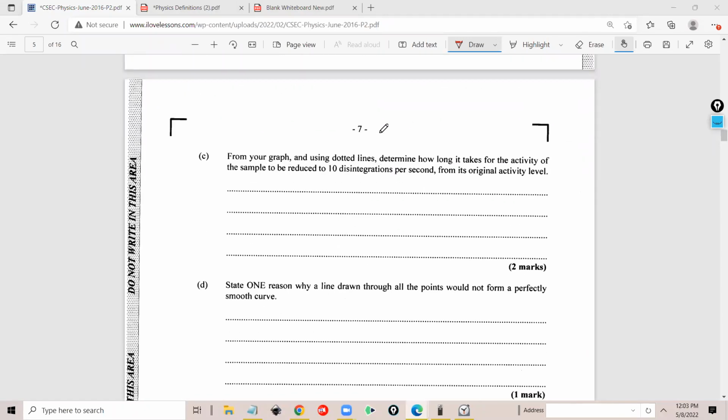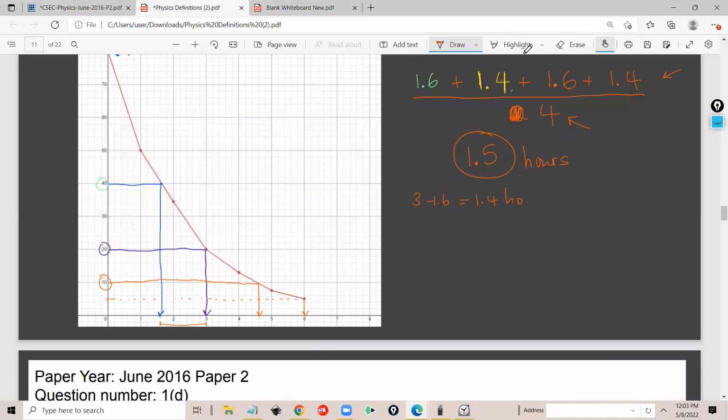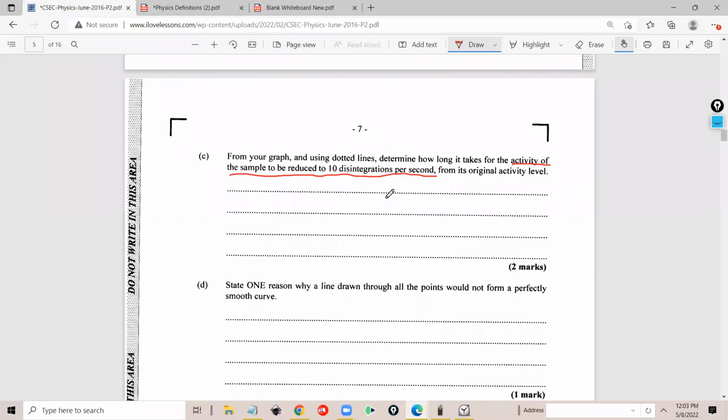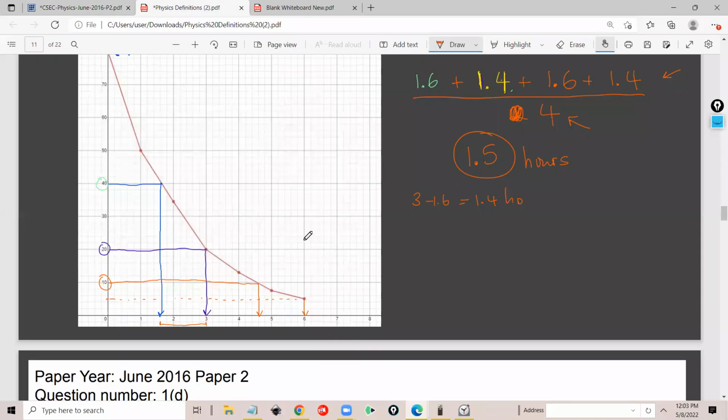From your graph and using dotted lines, determine how long it takes for the activity of the sample to be reduced to 10 disintegrations per second. Well, this is going to be super easy. We just happen to have it here already. The time it takes, for me, is 4.6 hours, but they told us to use dotted lines. So make sure when you're doing it in the exam, you use a little dash or dotted lines like this.